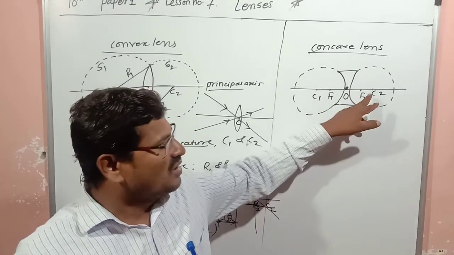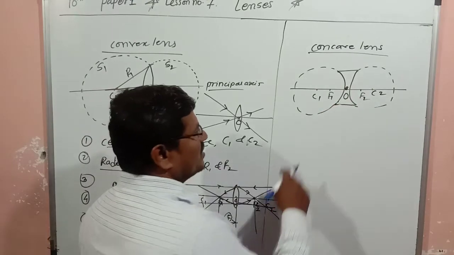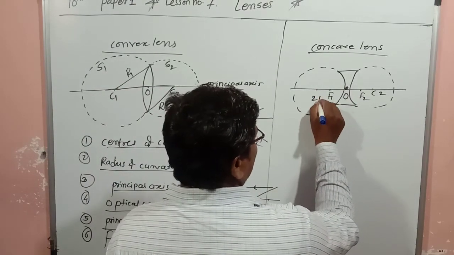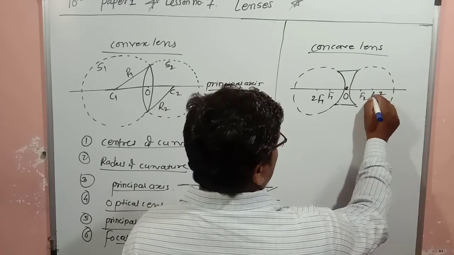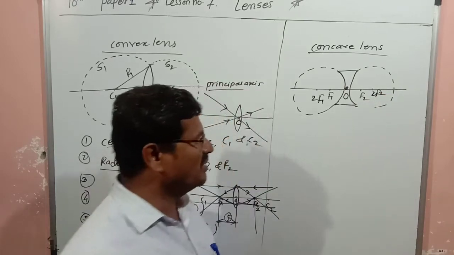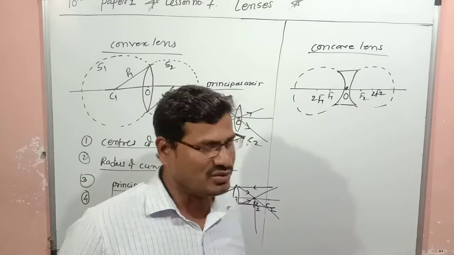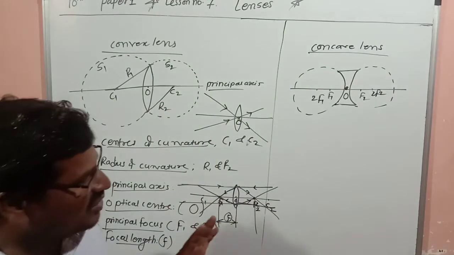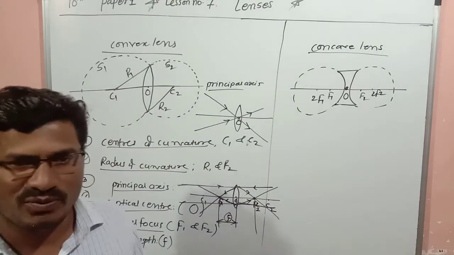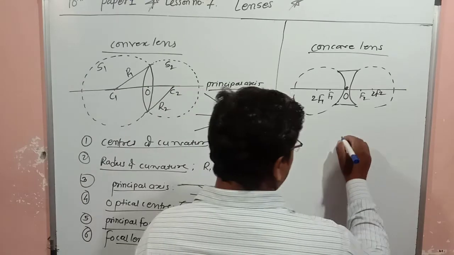Like that you can consider. So here 2F1 and here 2F2, you can take double the distance. That's why you can take it this way. And all terms are similar, only in the case of the principal focus there is a little bit of change.